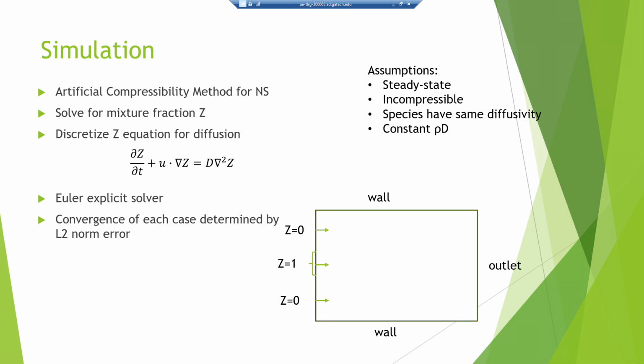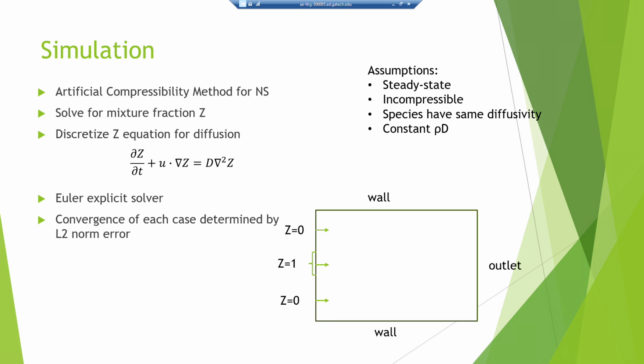So this brings us to the simulation methods. The artificial compressibility method is used to solve the Navier-Stokes equations, solve for the entire velocity and pressure field of the jet. In addition to that, we also solve for the mass fraction z by discretizing the z equation, which, to get to that equation, we also assume that we have constant diffusivity and that the species have the same diffusivity.